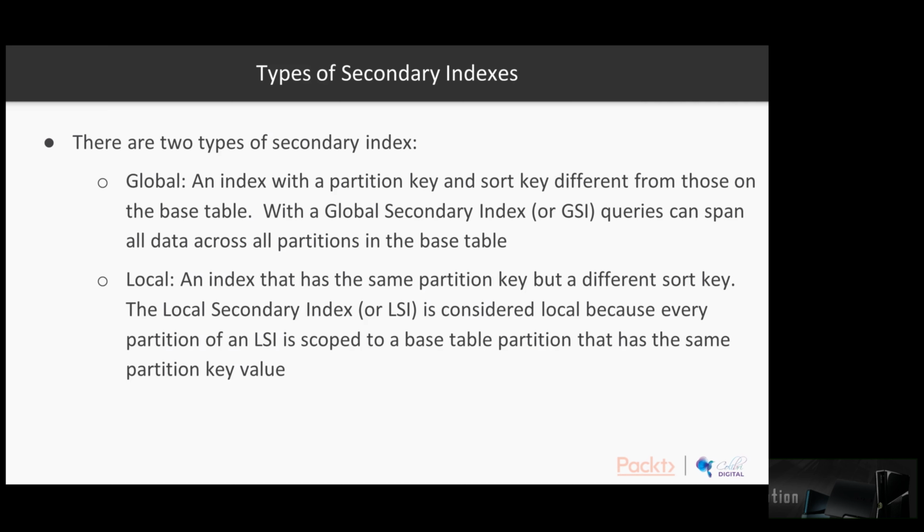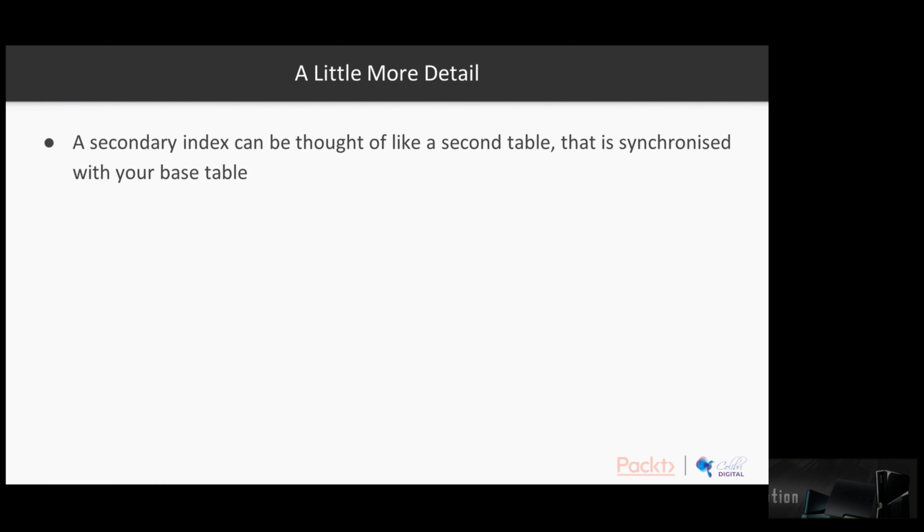An LSI is an index that has the same partition key but a different sort key. The LSI is considered local because every partition of an LSI is scoped to a base table partition that has the same partition key and value. And Amazon recently changed the limits on this, so you can now have up to 5 LSIs, but up to 20 GSIs per table.